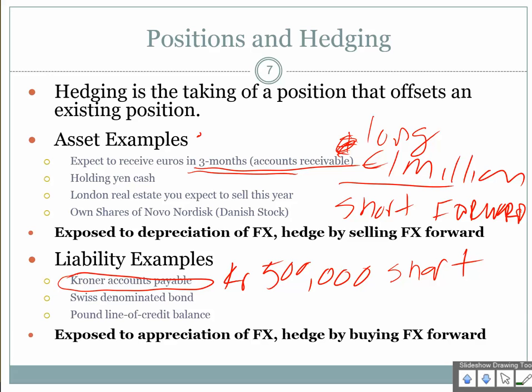So how we hedge that position is by taking a long forward position, which again makes sense. If I have an obligation to deliver krone next period, I hedge that by getting a contract to buy krone next period at a fixed price, and that's what a long forward is.